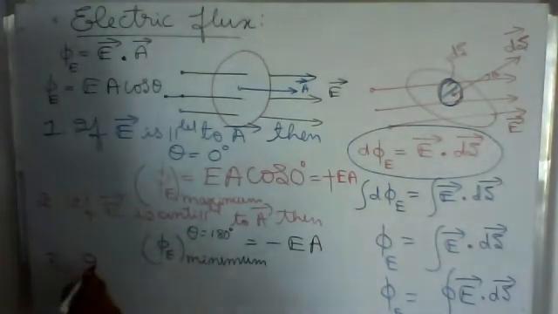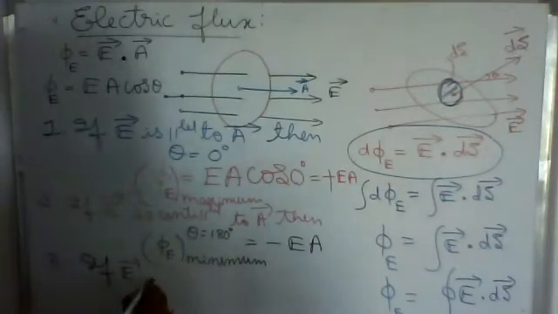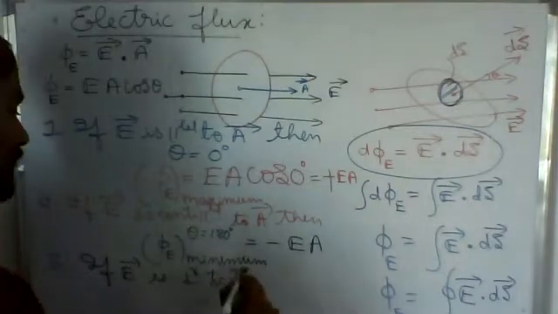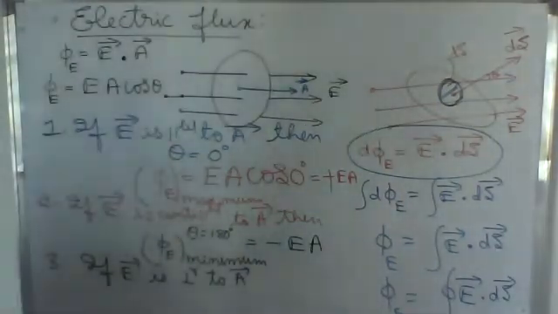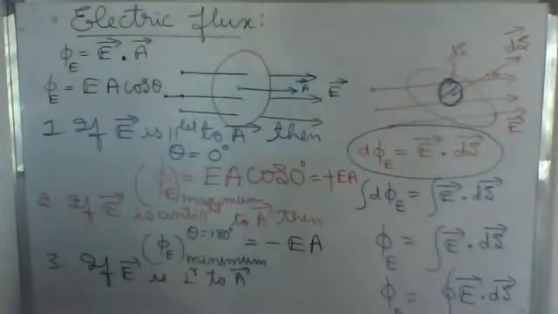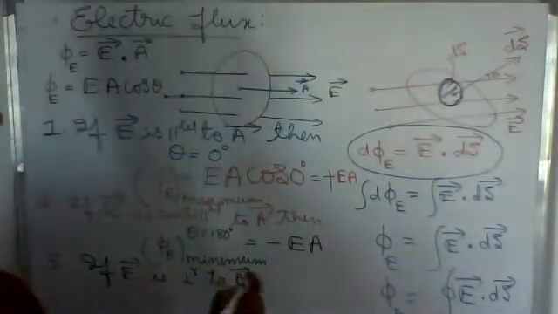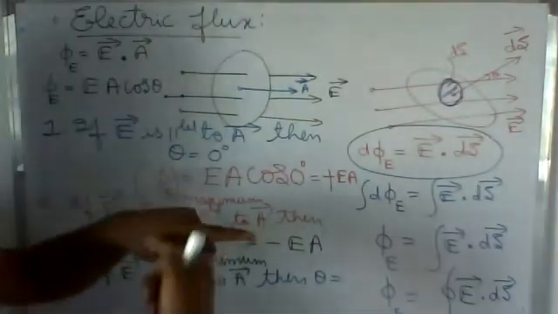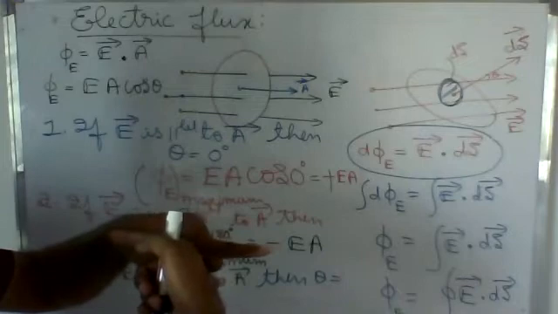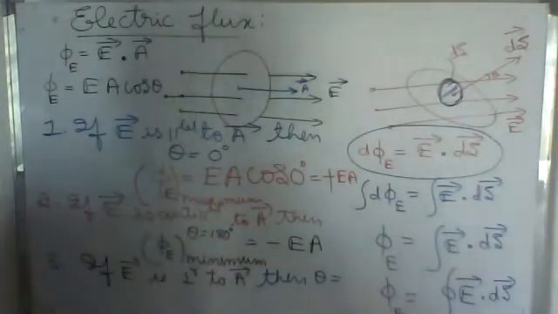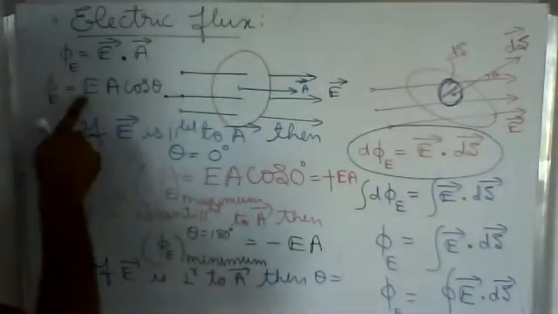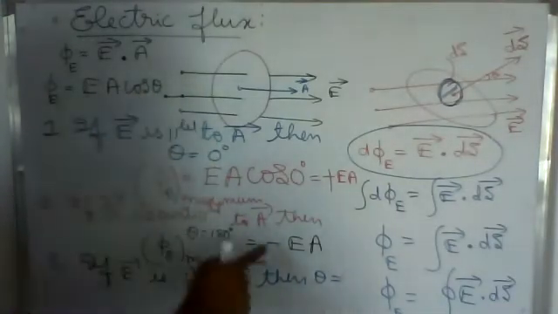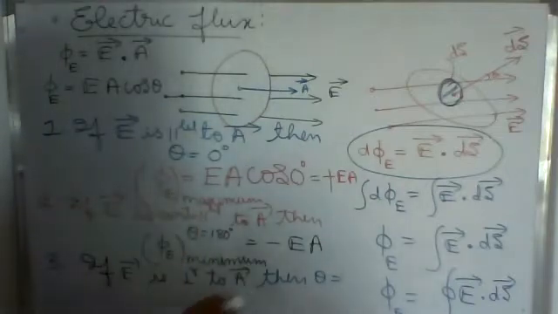Suppose the E vector is perpendicular to the A vector. Then what is the value of theta? For the anti-parallel case, theta is 180 degree. In that case, the expression becomes phi is equal to EA cos 180. Cos 180 is minus 1. Minus 1 into EA becomes minus EA. Flux is minimum and also negative.